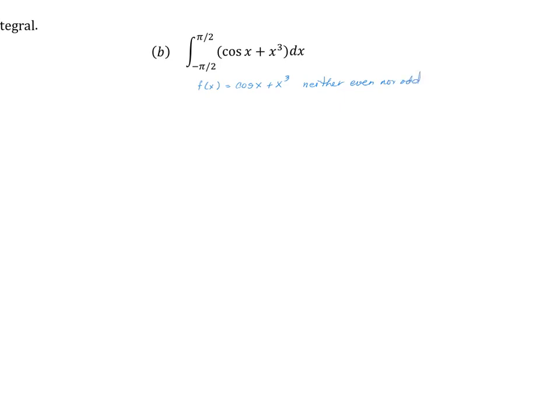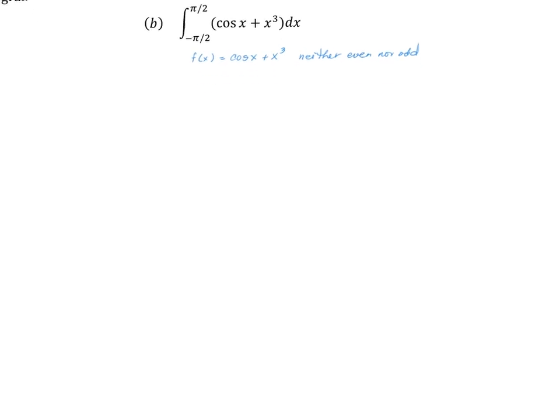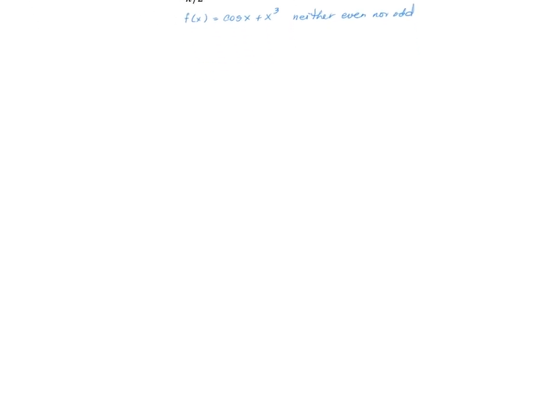However, cosine of x is even and x to the third is odd. So what I could do if I wanted to use this property is break this up into two integrals. The first integral is going to go from negative pi over 2 to pi over 2 of cosine of x dx. And then I'm going to add that to the integral from negative pi over 2 to pi over 2 of x to the third dx.